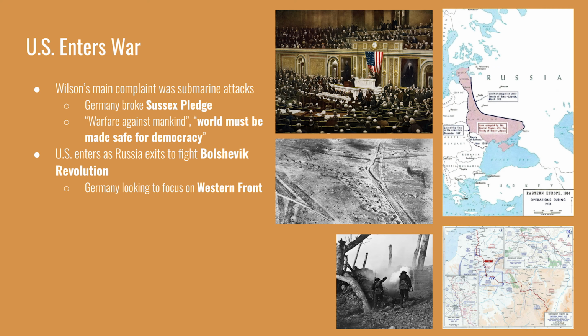At the same time that Congress approved the declaration for war, the Bolshevik Revolution began in Russia, which caused the Russians to exit the war. The map on the right side shows the territorial gains from the Treaty of Brest-Litovsk. Russia gives up a lot of territory that is now present-day Eastern Europe and mostly Ukraine. Now Germany has the ability to focus all of its resources on the Western Front of the war.